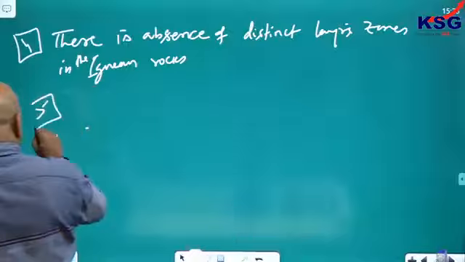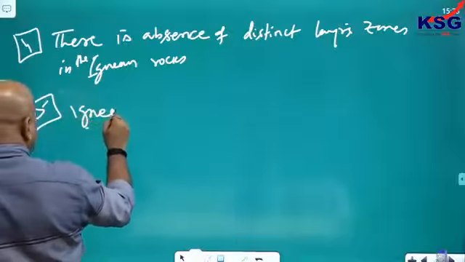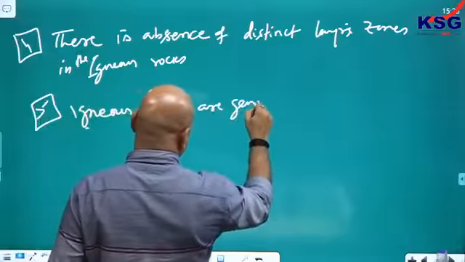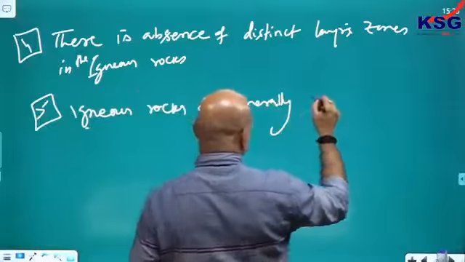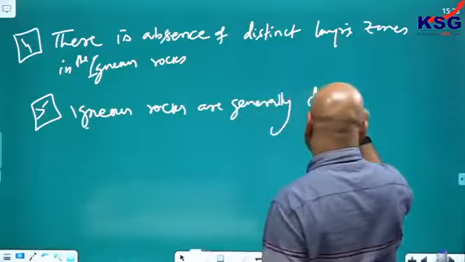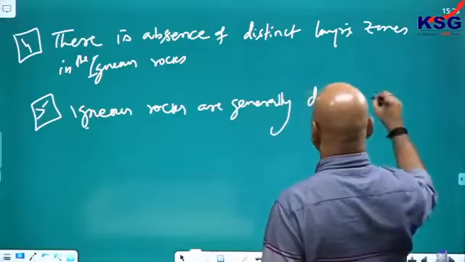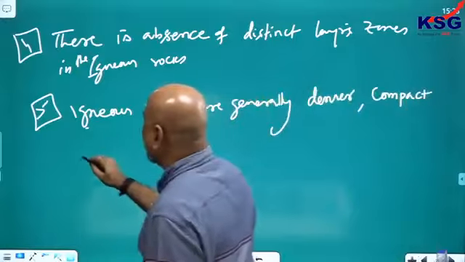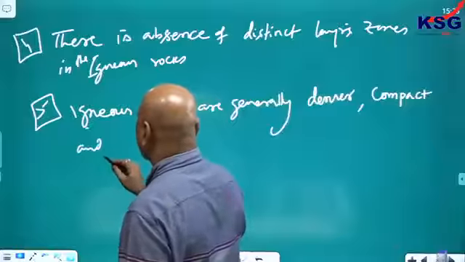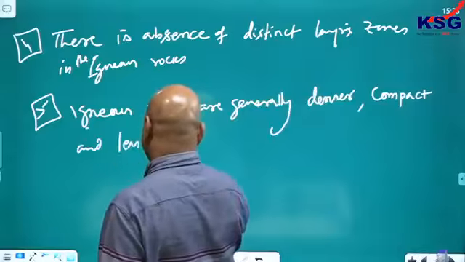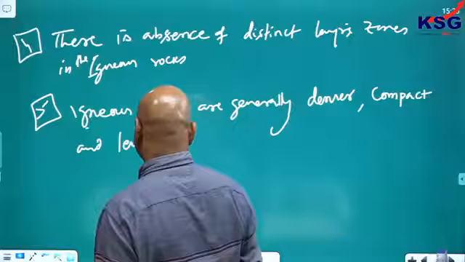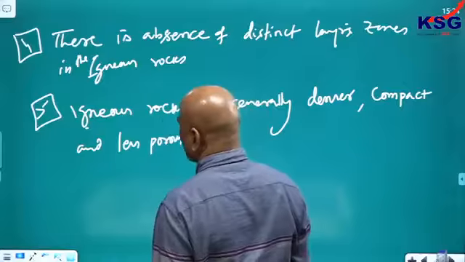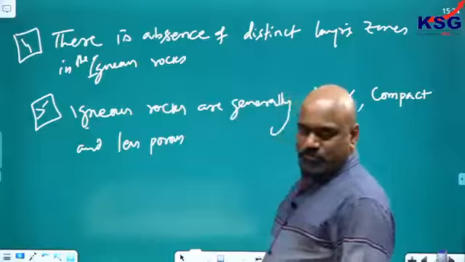Generally igneous rocks are denser, compact and less porous.